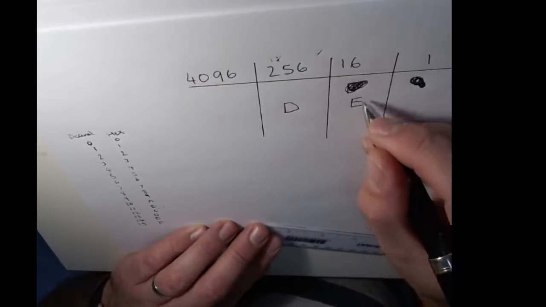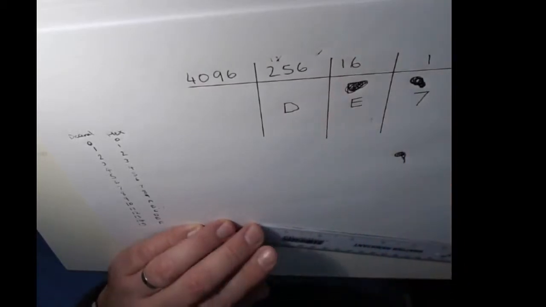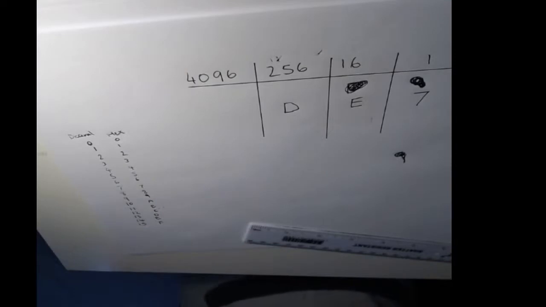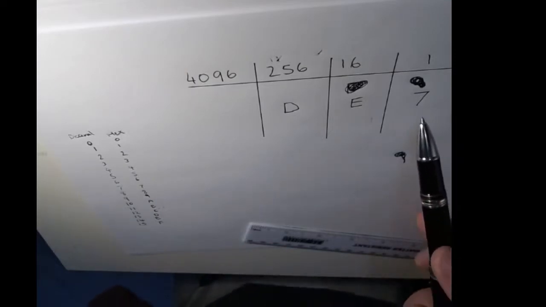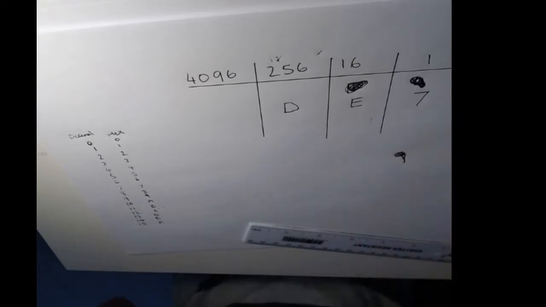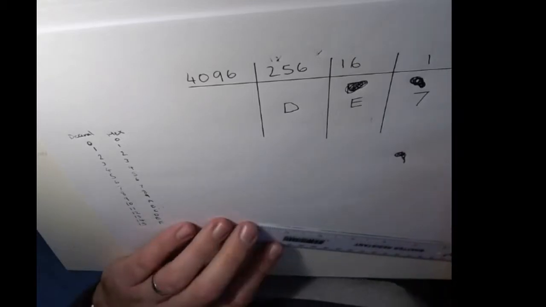E, 7. Now we're going to do exactly the same as we did before. We're going to times the number by its heading. So 7 times 1 is easy. It's just going to be 7.